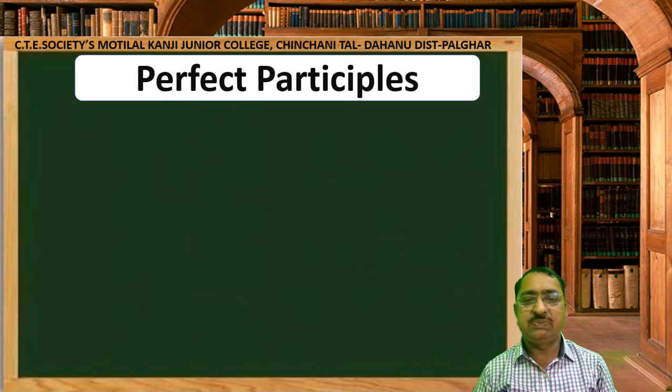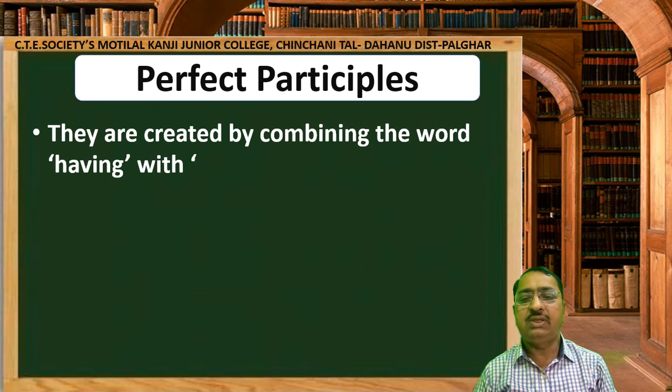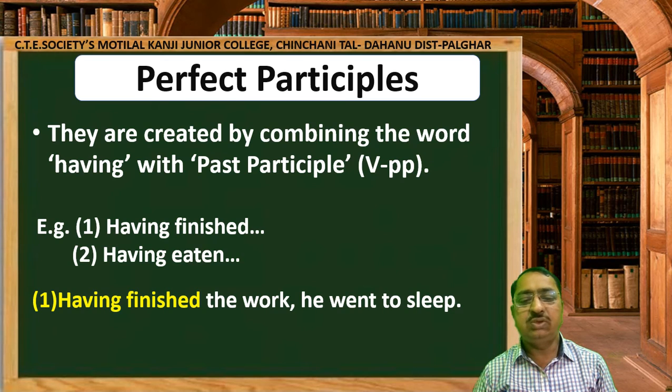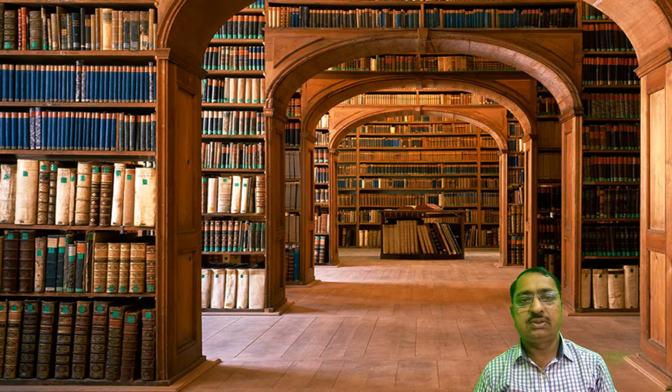Now perfect participles, they are created by combining the word having with past participle, that is VPP. For example, having finished, having eaten. Having finished the work, he went to sleep. Having bought a book, he went to college.